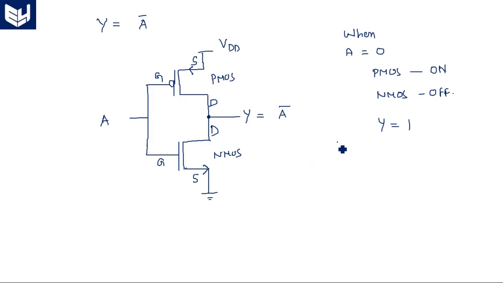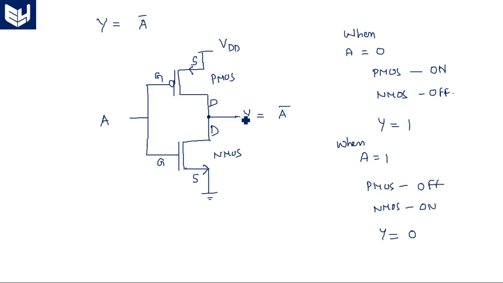But what about when A is equal to 1? When A is equal to 1, the PMOS takes 1, which goes into the bubble, so it becomes 0 and makes the transistor off. So the PMOS transistor is off and the NMOS transistor is on. Y is equal to simply 0 because the NMOS transistor is in on state. That makes the output discharge.